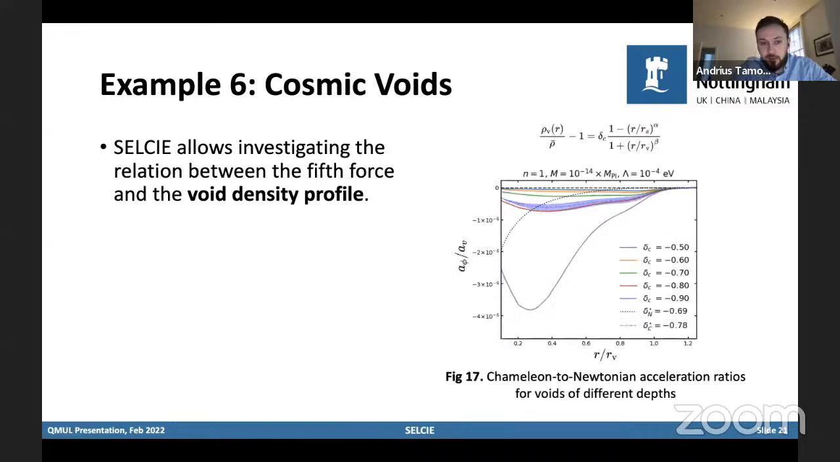So this is how it looks. What you're seeing here is that we take those void profiles, and in this case, we vary the delta C parameter, which controls the depth of the void.